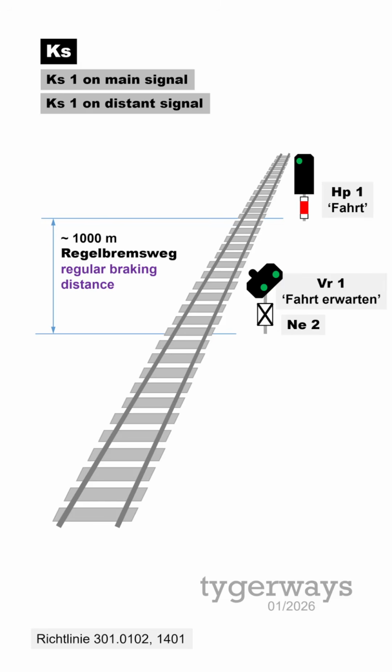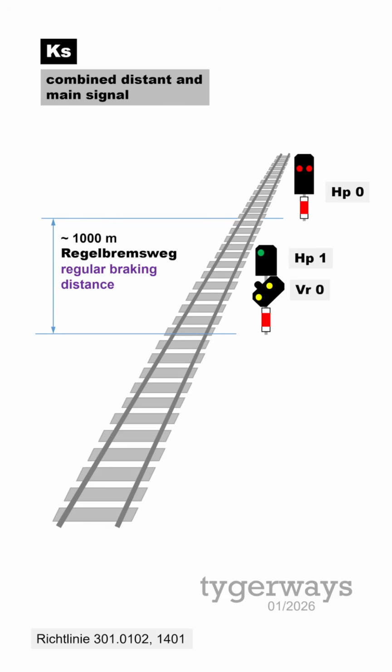The other way around, if you may pass the signal, then you will get, instead of the HP1 aspect, a KS1 aspect, proceed. That is also a single green lamp. This is announced on the distant signal with the same aspect, so not a different aspect for the distant signal, but the same aspect, KS1. And you can see that this is a distance signal because of the distance signal board.